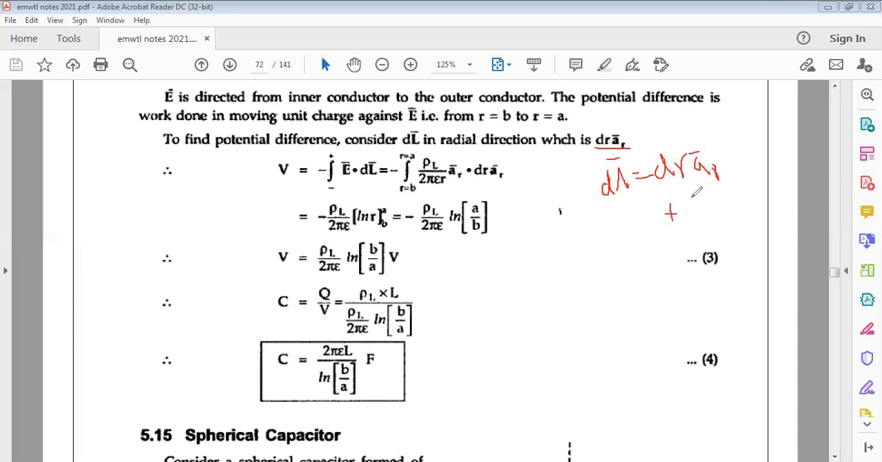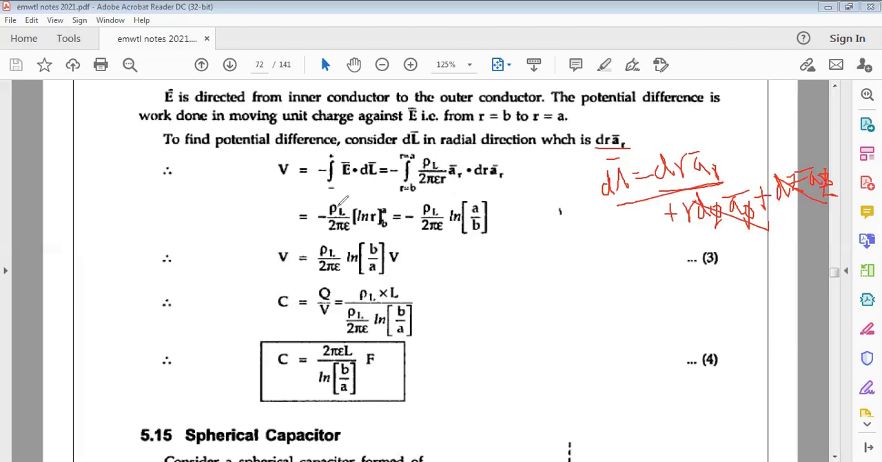So plus another one is there, r d phi A phi bar, plus another one is there, dz into AZ bar. So here we have only the AR. So I am using dl bar is equal to dr into AR bar only. I am not taking the A phi and AZ, they become 0. The dot product itself is 1, AR bar dot AR bar.